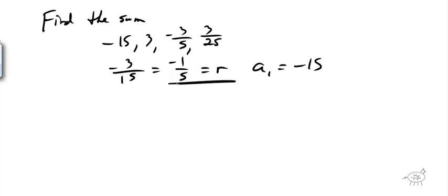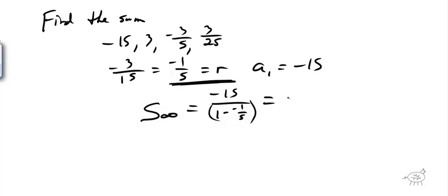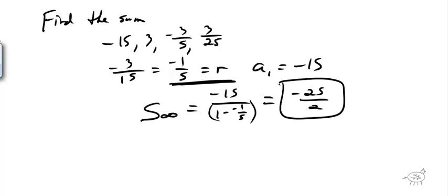So again, that's within range, between -1 and 1. Use our equation: S sub infinity equals a sub 1, -15, over 1 minus -1/5. So again, be careful. Put parentheses around it, use your calculator, hit your fraction button, and your answer comes up to -25/2. Okay? That's the answer to that one. Pretty easy, right? Not bad. Okay, let's keep going here. Again, find the sum.